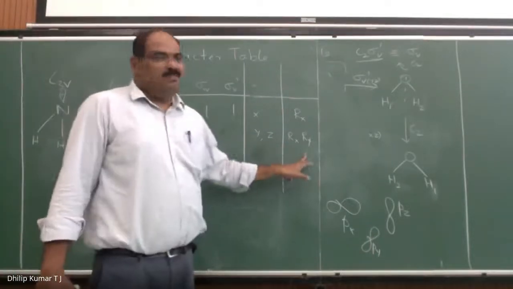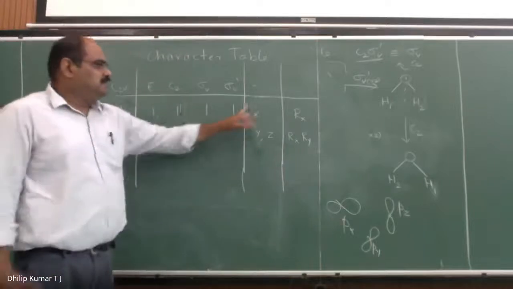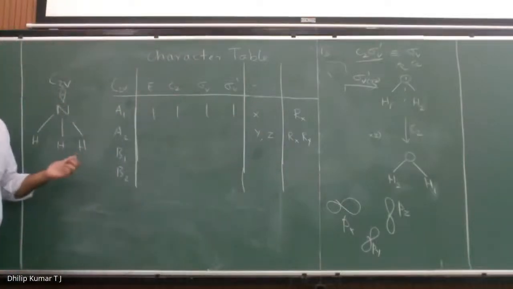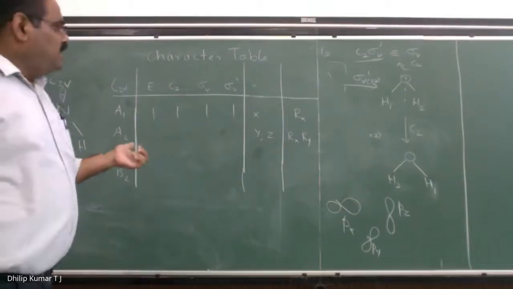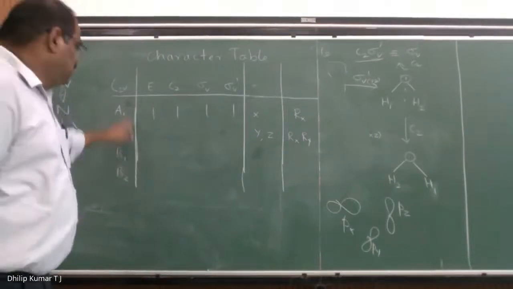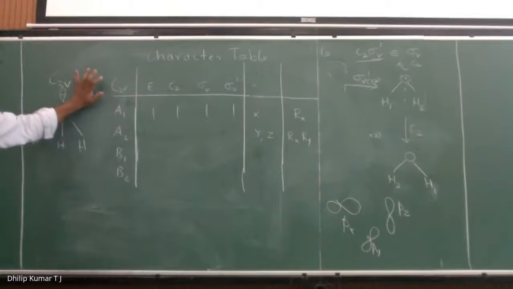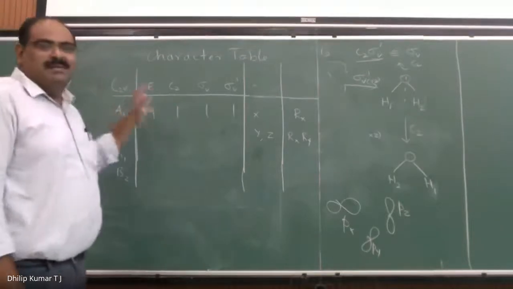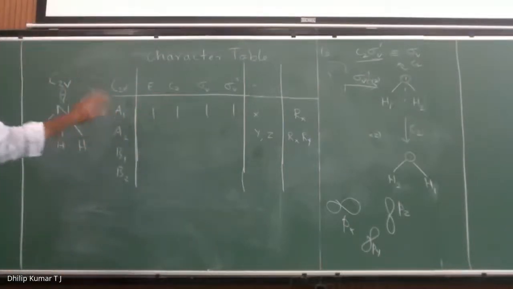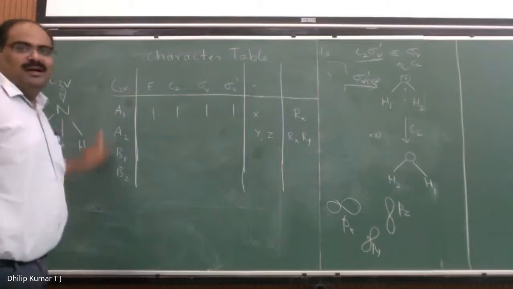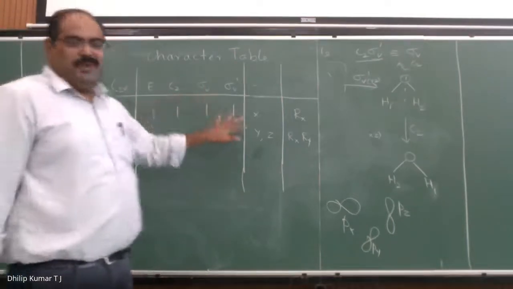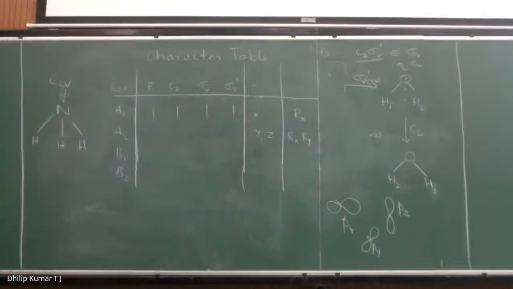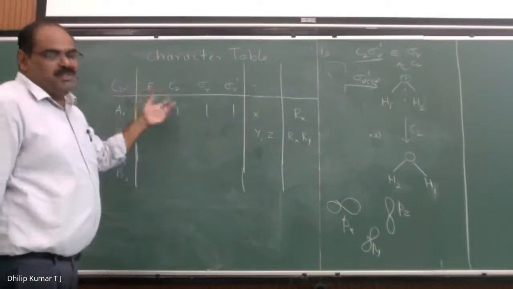So based on the orientation, you can predict whether the vibration will give a signal or not, and if it is vibrating, which property it has. A1 is highly symmetric, I will come to that, and these others are less symmetric. So to build this character table, we need to have a group multiplication table. So that's the reason.